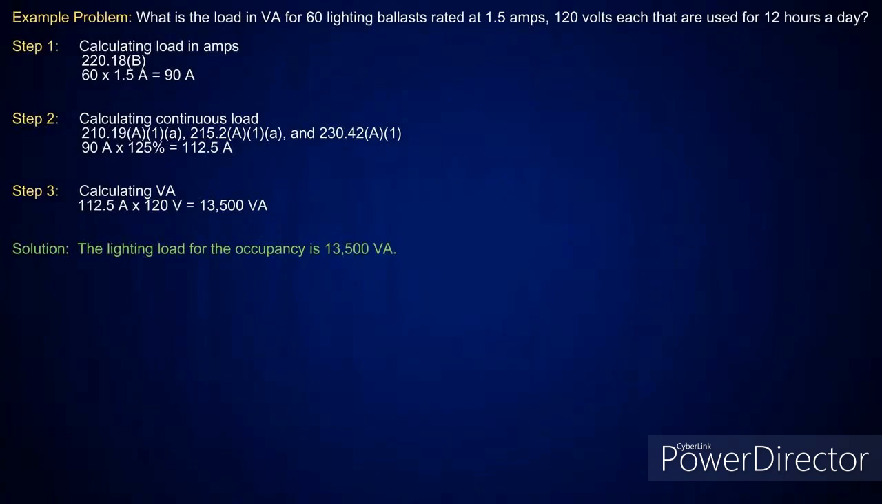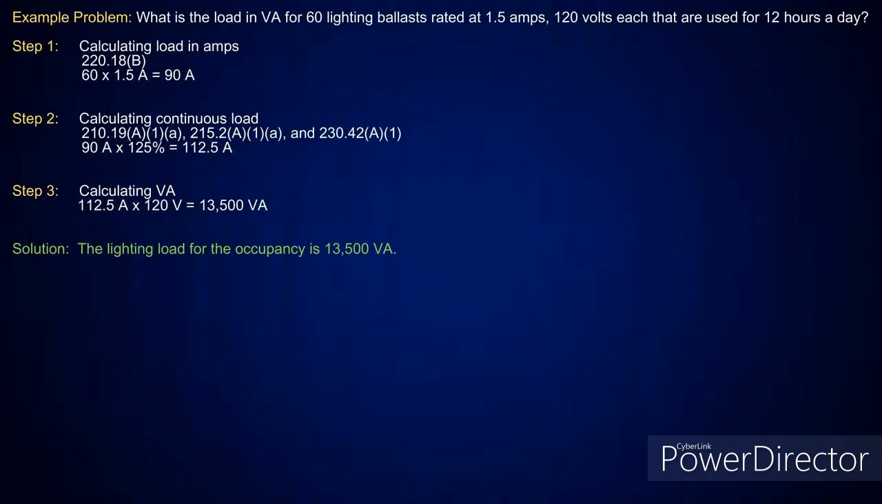All right. Now, here's the exact same thing I was talking about. I'm looking at this. I'm going to do these individually here. I've got 60 lighting fixtures. They're rated at 1.5 amps, 120 volt each, and they're used for 12 hours a day. Now, if I go look at Article 100 for continuous load, that's any load that operates for 3 hours or more. We definitely beat that. So now I need to figure out what my VA is going to be here.